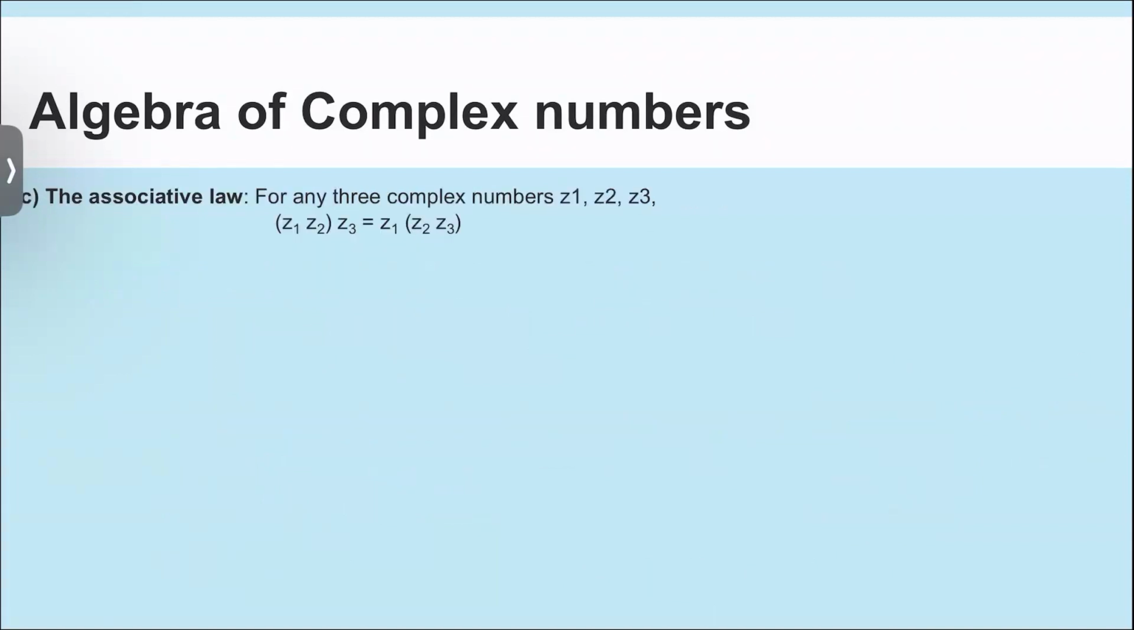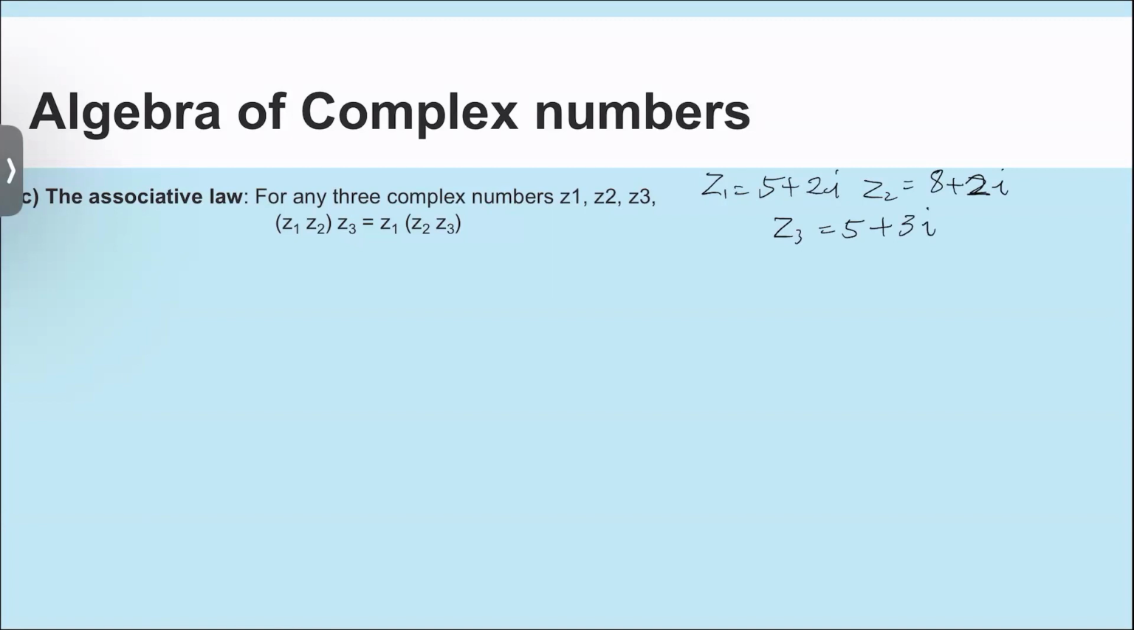Now we will see if the associative law also holds good for multiplication when we have three complex numbers. So let us take Z1 equals 5 plus 2i, Z2 equals 8 plus 2i, Z3 equals 5 plus 3i. Okay, so let's solve with respect to this.